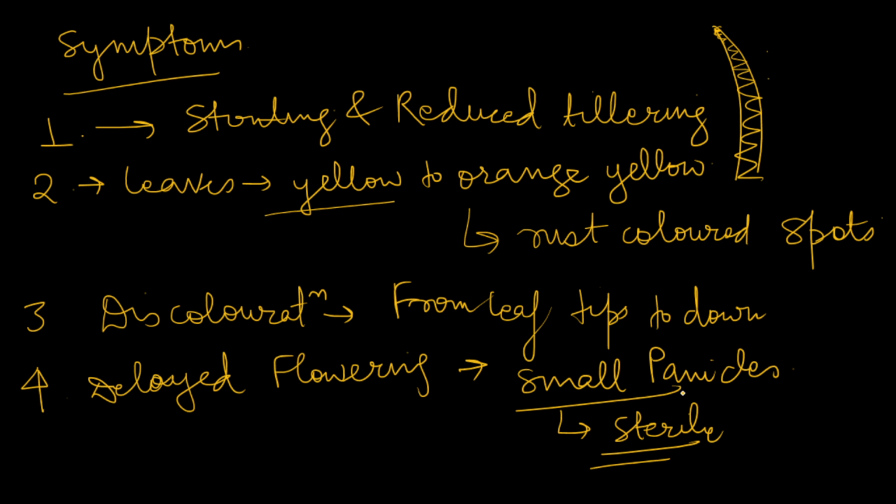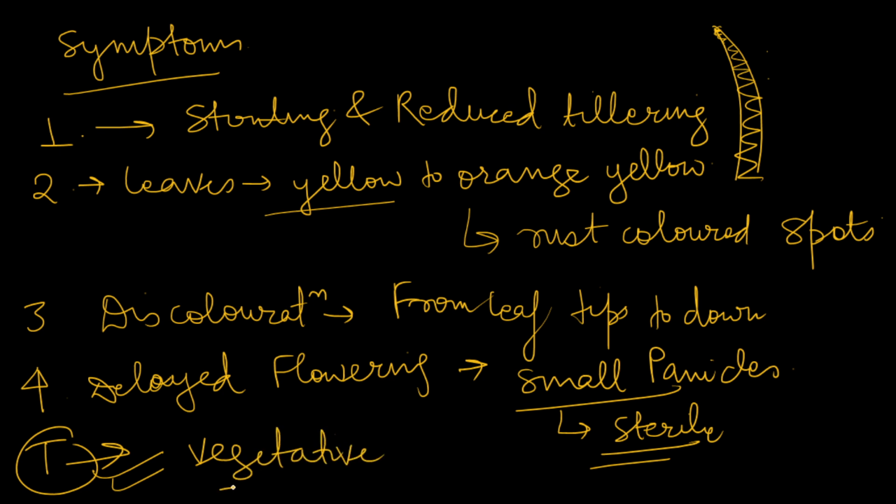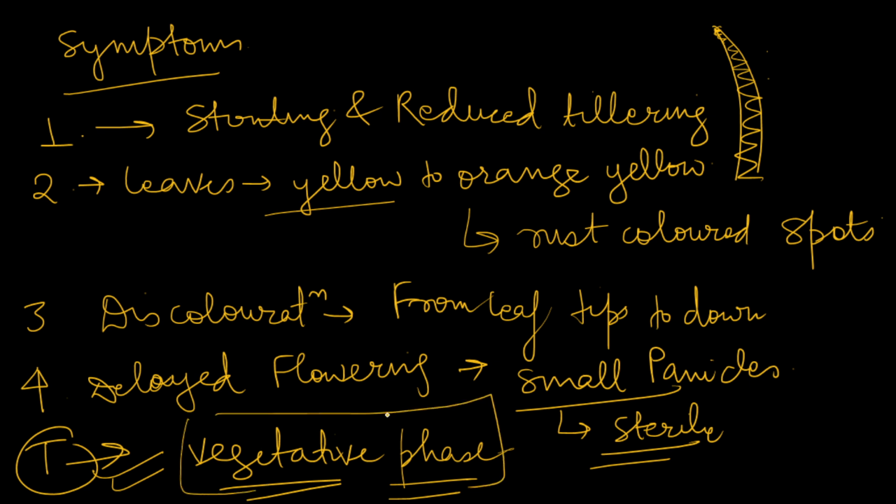Tungro disease actually affects all phases of the rice plant, all growth phases, but its highest problem can be seen in the vegetative phase. The major attack of this disease can be seen in the vegetative phase. Although it can be seen in all growth phases, the vegetative phase is the most susceptible stage, or you can say the most prone stage, where Tungro disease can be seen. So these are some of the symptoms of Tungro disease. I think five symptoms will be enough.